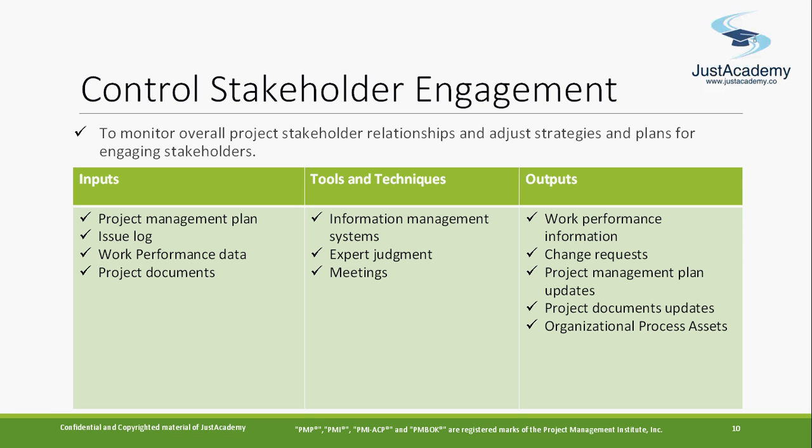So you can monitor the engagement level. Do you need something better? You can change the plan also. Do you need some other strategy to engage those stakeholders? So that's where control stakeholder engagement comes in. You monitor your status and then create the plan according to that.